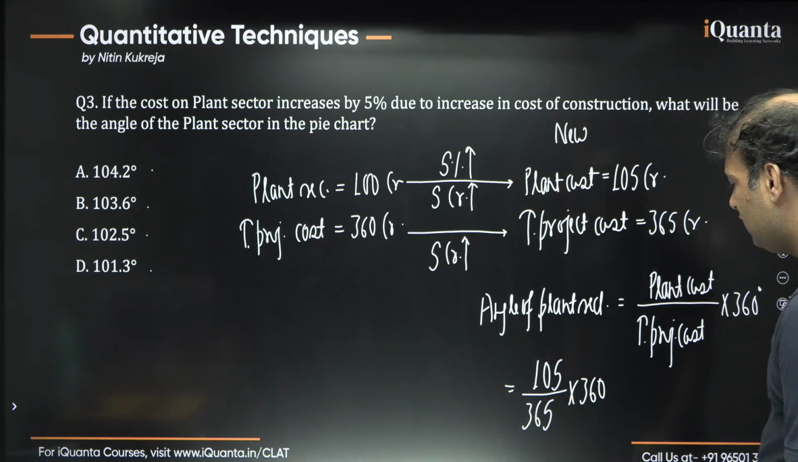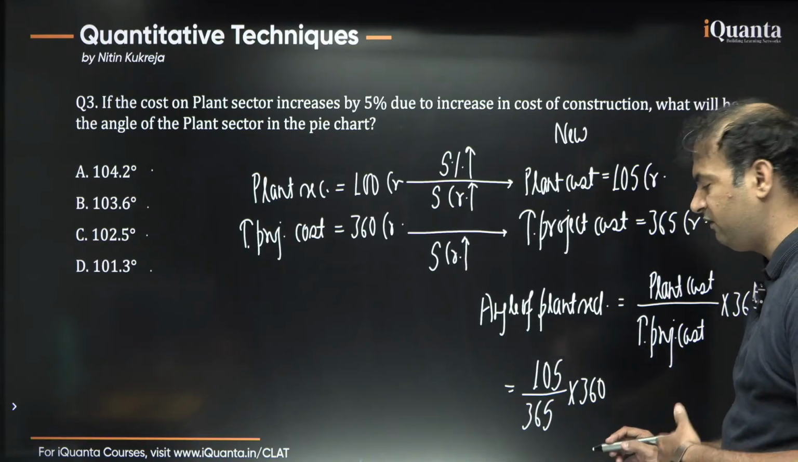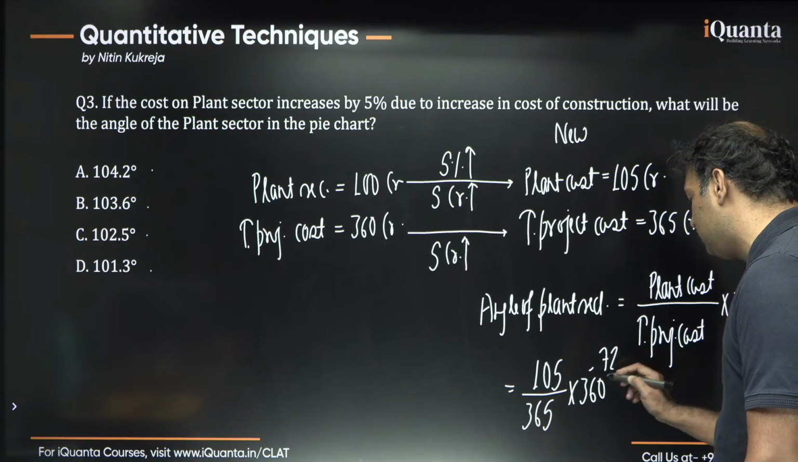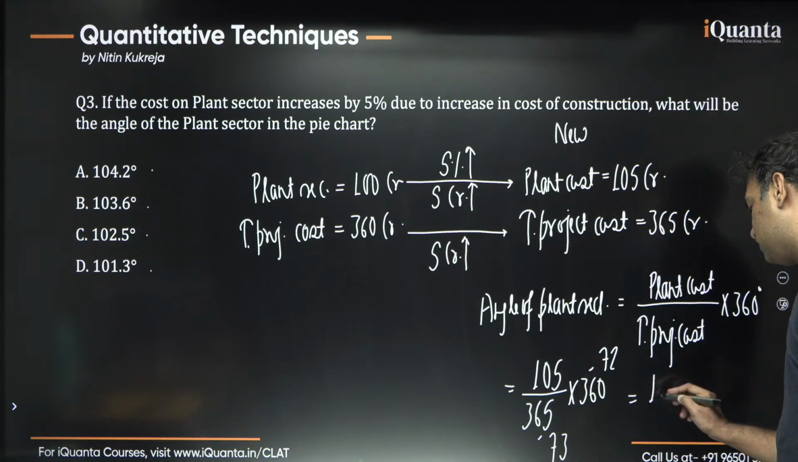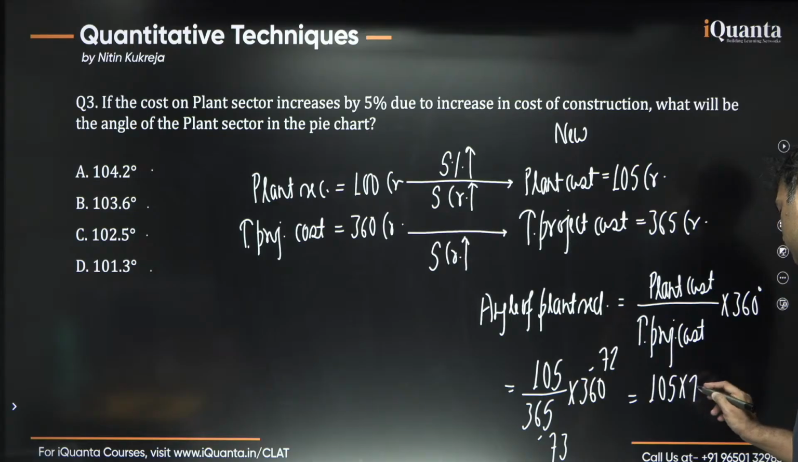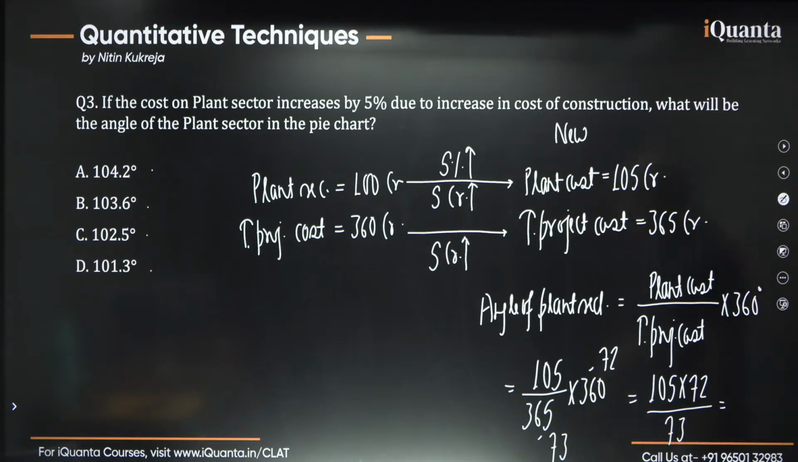It's okay. See, guys, 360 and 365, luckily, they both are divisible by 5. This becomes 72 fives, and this becomes 73 fives, right? So we'll say 105 into 72 divided by 73, right? This is what we have to find out. All right. So what it should be: 105 into 72. If you do the multiplication, we'll find what? 105 into 72, or 72 into 105, same thing.